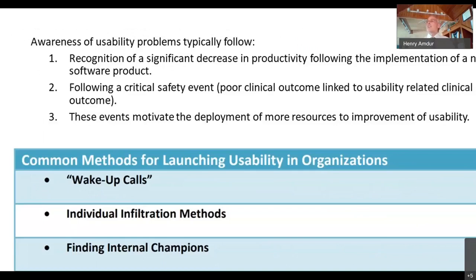So the usability of electronic health record is critical in delivering the hoped for improvements in productivity, efficiency, and patient safety. And awareness of the usability problem typically follows a wake-up call. And that is recognition of significant decrease in productivity following the implementation of new software, or more problematically, following a critical safety event, a poor clinical outcome linked to usability-related clinical mistakes. These events motivate the deployment of more resources to improve usability.